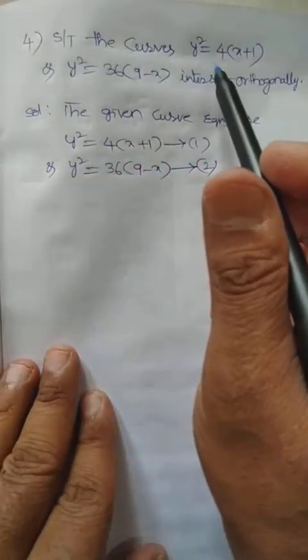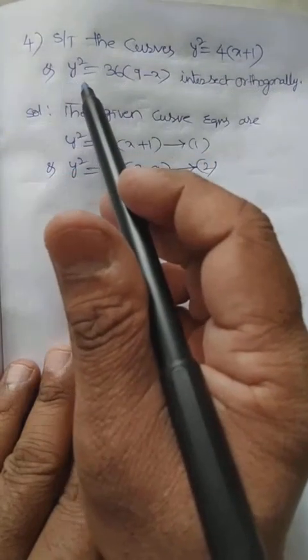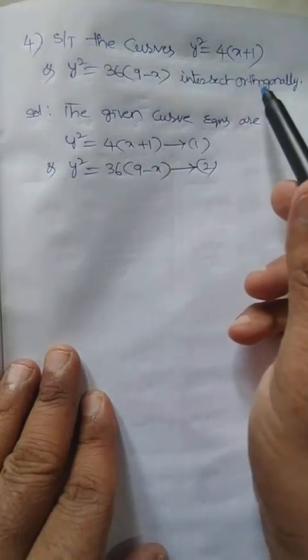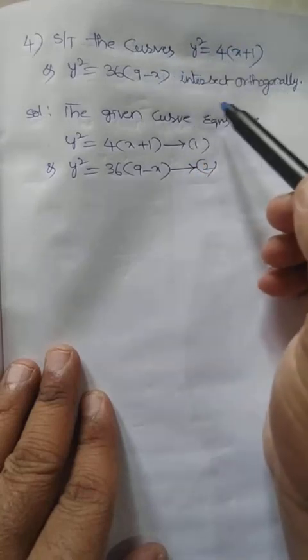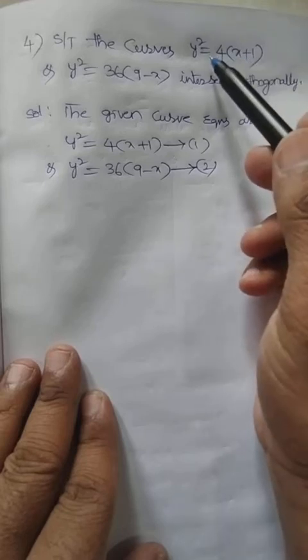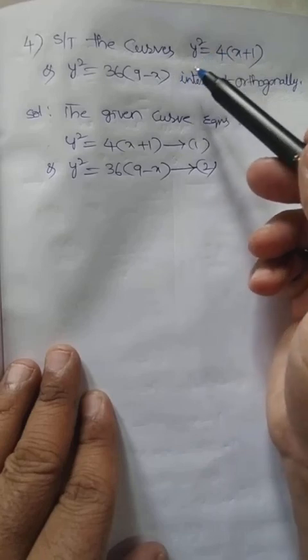Show that the curves y square is equal to 4 into x plus 1 and y square is equal to 36 into 9 minus x intersect orthogonally. We have to show that these two curves are intersecting orthogonally. That means we have the condition that the product of the slopes of these two tangent lines must be equal to -1.